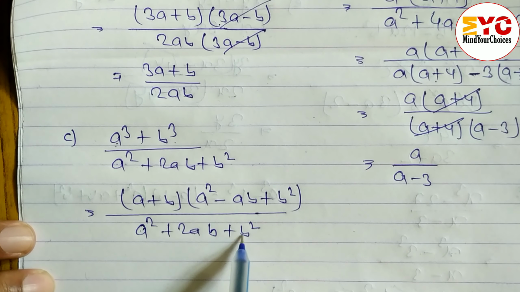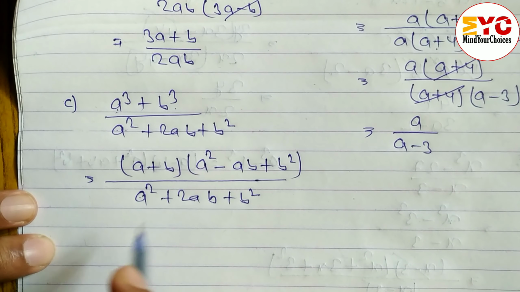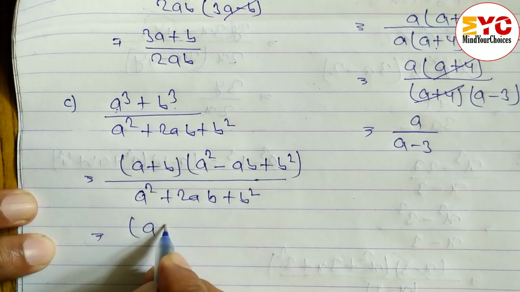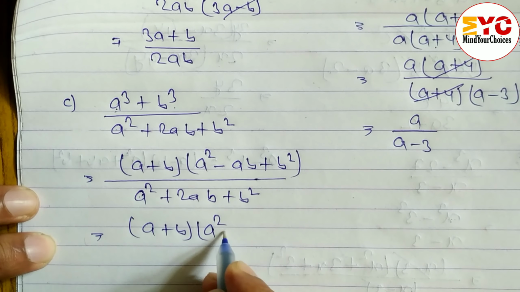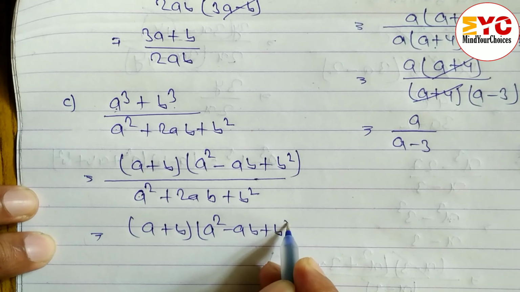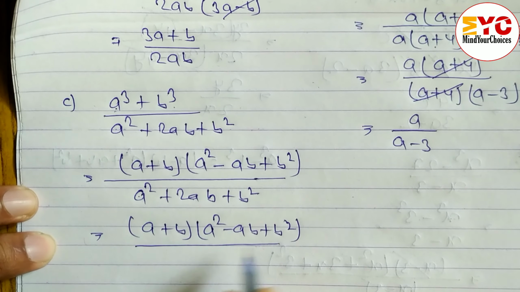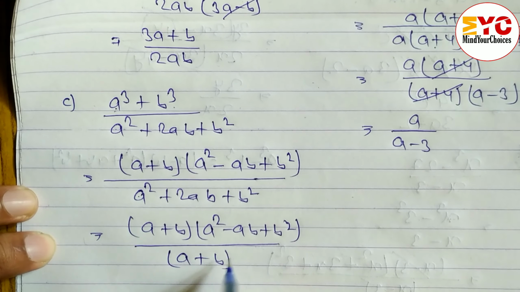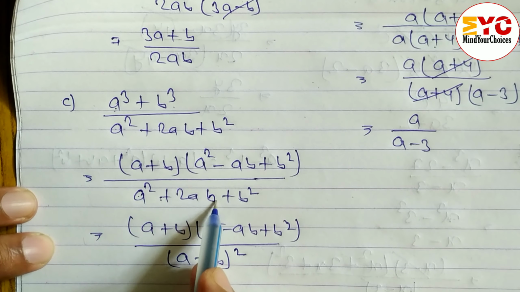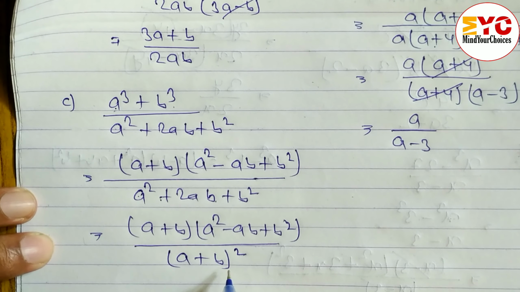a square plus 2ab plus b square. This is the formula of (a plus b) whole square. Do not forget it. So a square minus ab plus b square, and here in the denominator what do we have to write? (a plus b) whole square. This is the formula of a square plus 2ab plus b square, the formula of (a plus b) whole square.